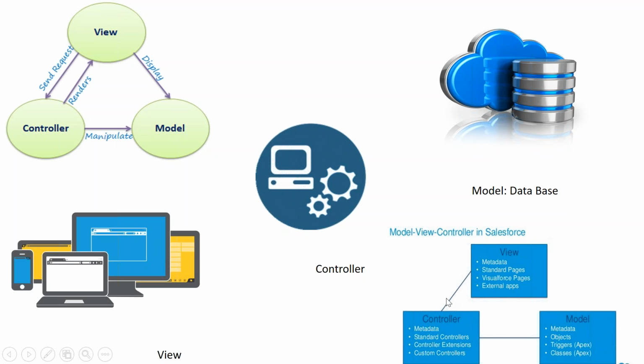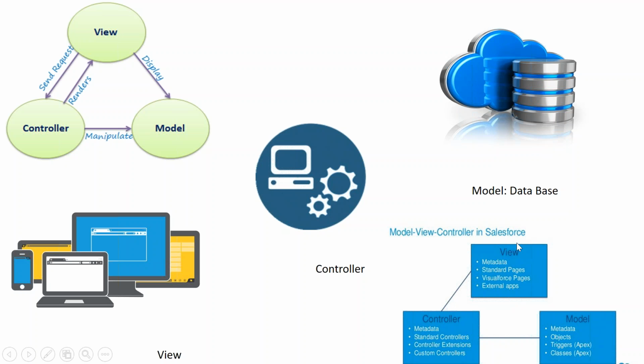Next, this shows what is available for development in the MVC architecture. M is the model. Model is nothing but metadata, objects, triggers and classes, which come under this model. Guys, this is just a reference one. Don't take it so seriously. Sometimes it changes; a trigger sometimes comes under the controllers too. So this is just a reference, guys.